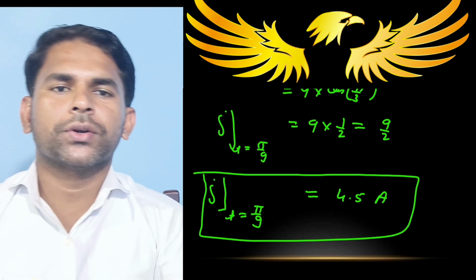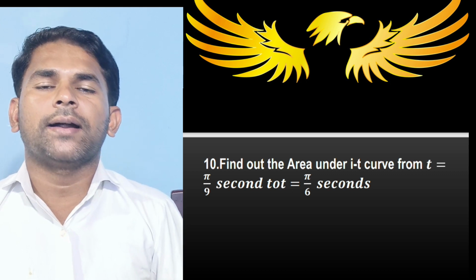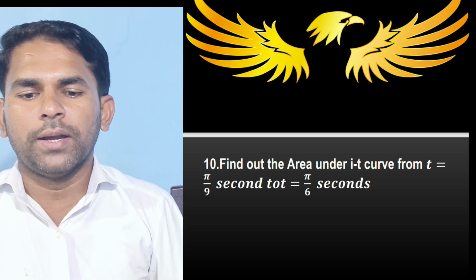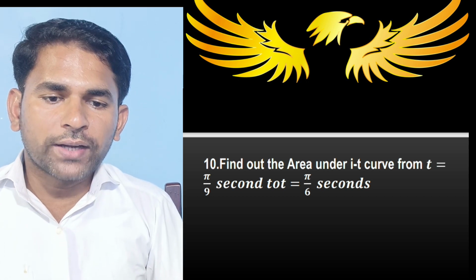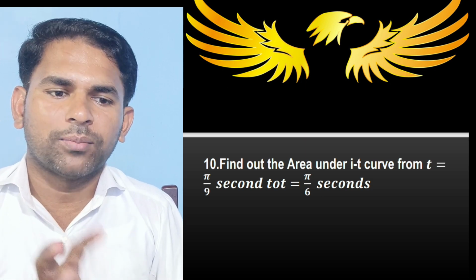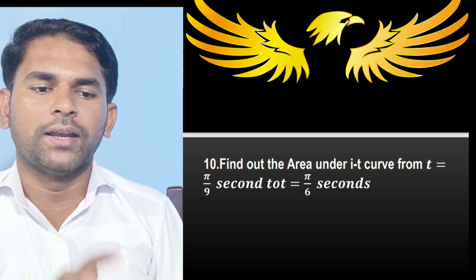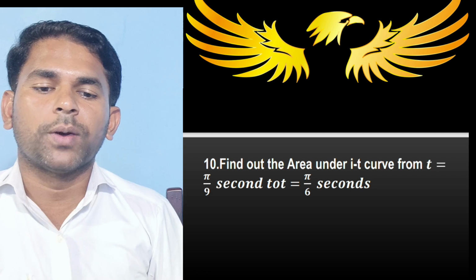Now you can see the next question on the screen. They are asking to find the area under the I-T curve from t is equal to pi by 9 second to t is equal to pi by 6. So find the area under the I-T curve. It means a current and time curve condition is given.